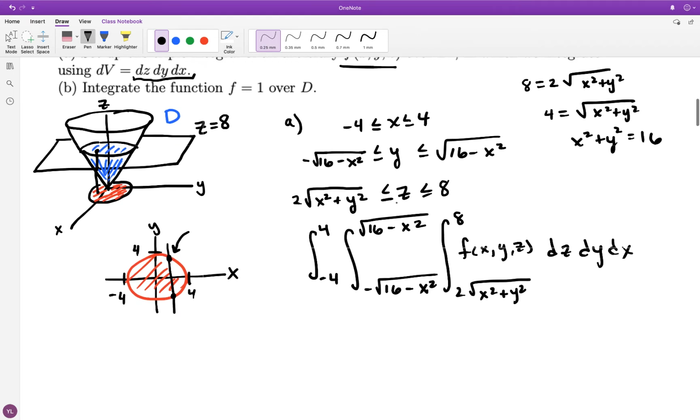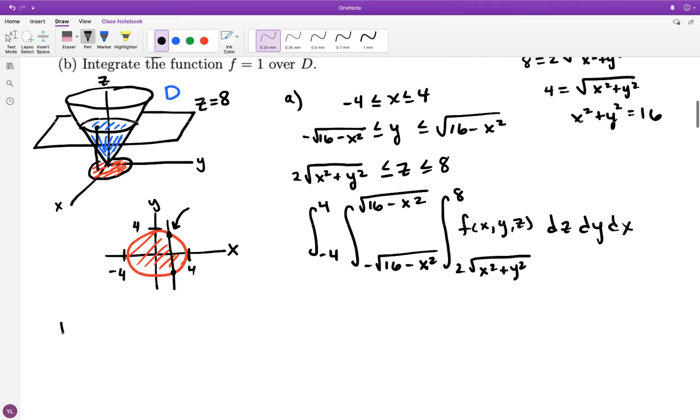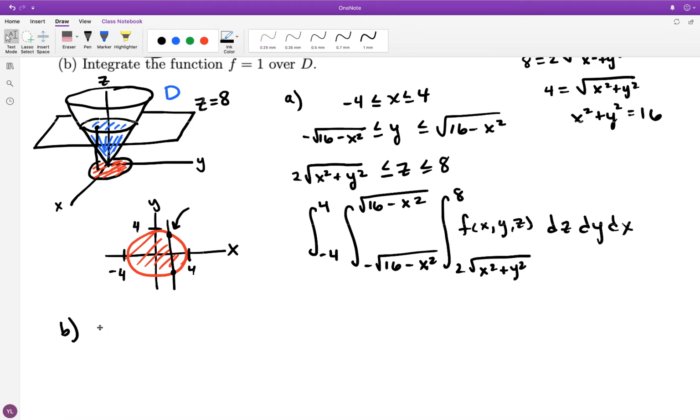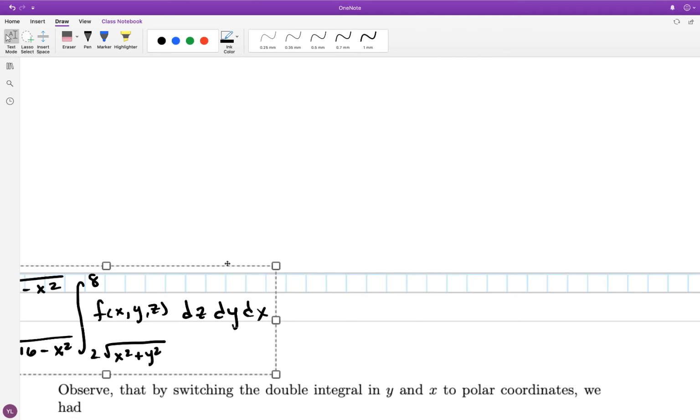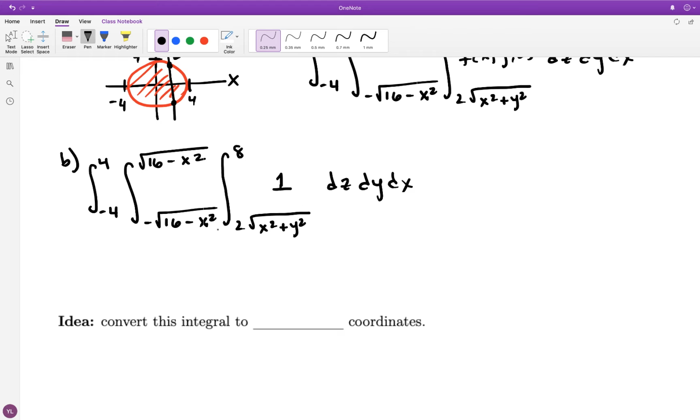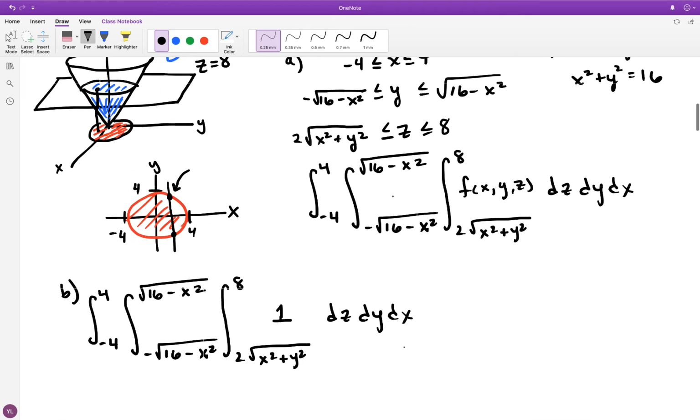Okay, and for part B, it could be that the function that I want to integrate is the function f equals 1. I might want to do that if I was trying to find the volume of that cone. Of course, there's a better way to do that if you just use the formula for the volume of a cone. So for example, this would be the volume of the blue part of the cone.